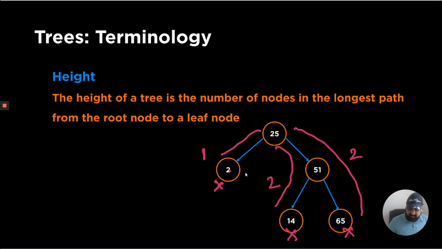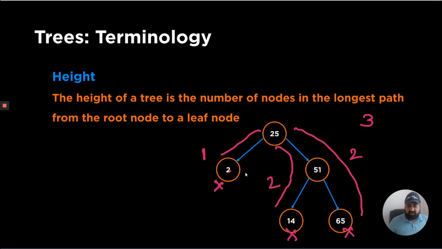So basically, the height is equal to the maximum number of nodes that are encountered till you reach the leaves. In this case, the height would be 3 because we have 3 nodes in the route from the beginning to the ending, or from the root to the leaf.